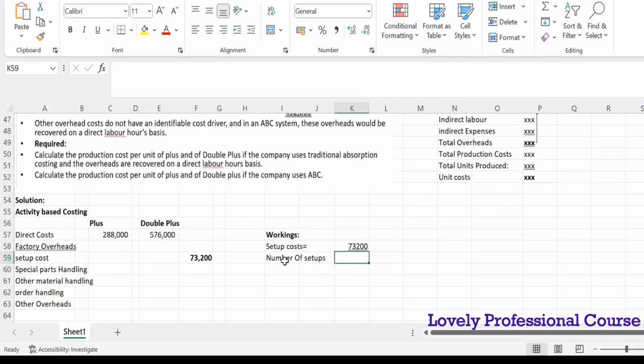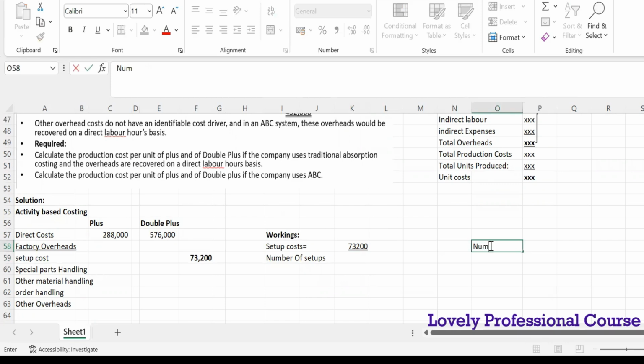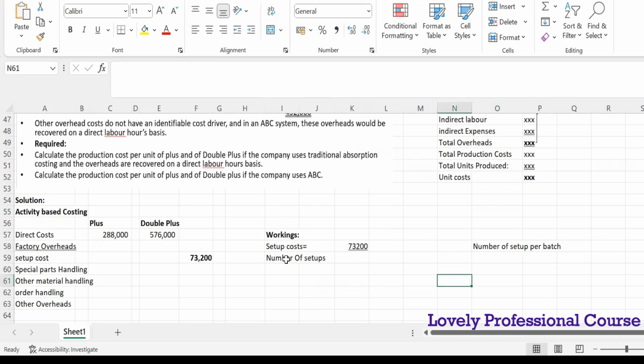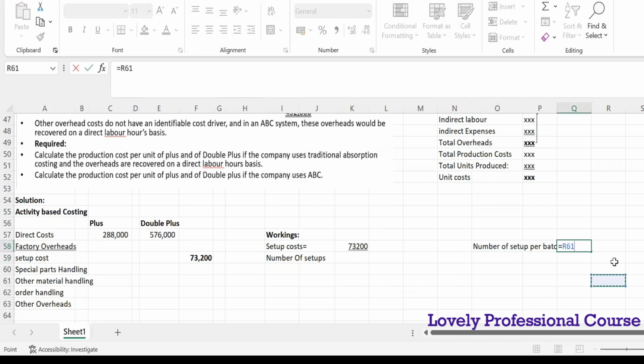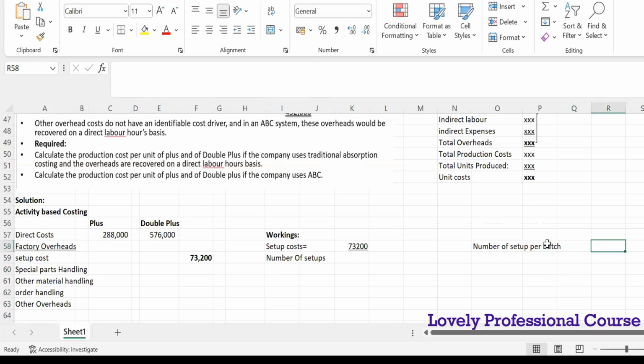So if we have, let me put here another thing, our workings, because I want you to think. If we have number of setups per batch, and we don't know number of setups, can we get number of setups from this information? Yes, it is possible. As good learners, you come and say how they got this number of setups per batch.